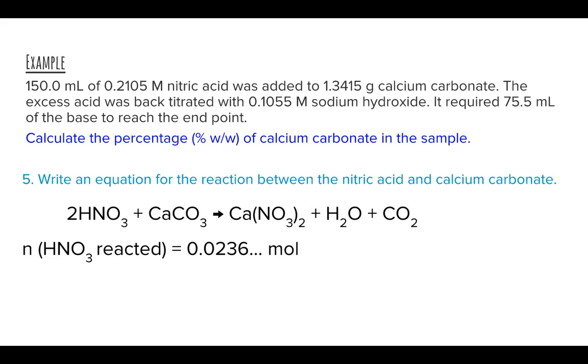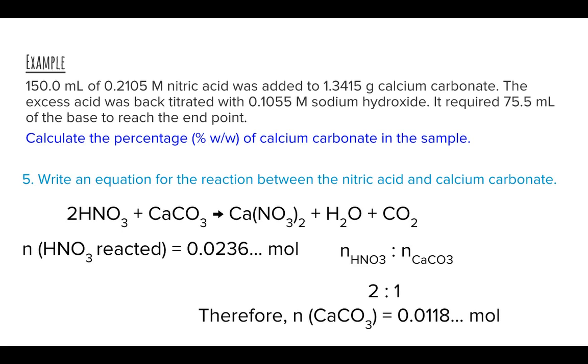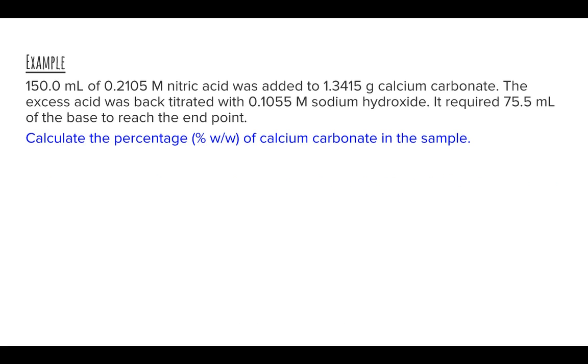We know that the number of moles of nitric acid that reacted with the calcium carbonate is 0.0236 moles. Looking at the molar ratio between nitric acid and calcium carbonate, we know it's a 2-to-1 ratio because we've written a chemically balanced equation. Then we would work out that the number of moles of calcium carbonate is then equal to half of the number of moles of nitric acid that reacted, which gives us a value of 0.0118 moles.